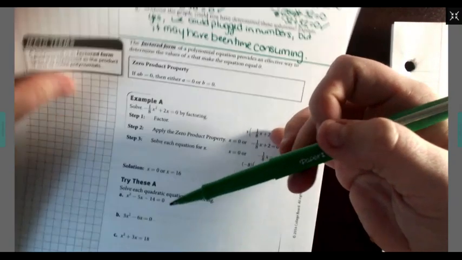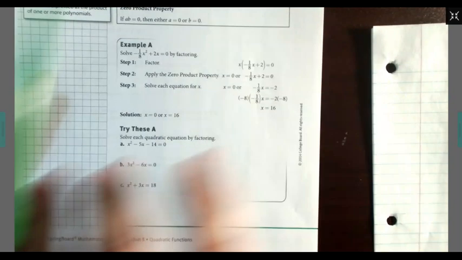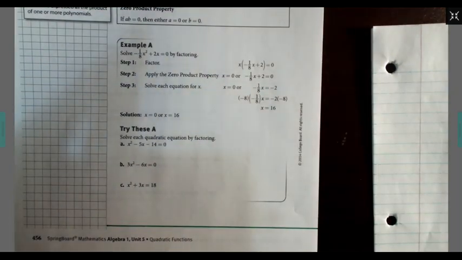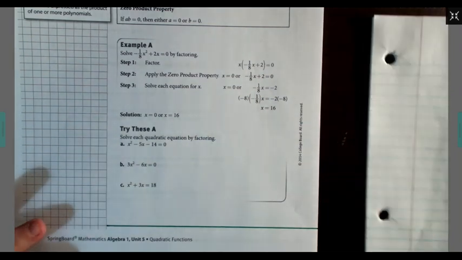Example A, they've worked out for us, but let's take a look at these steps. Step 1, factor. Step 2, apply the zero product property. And step 3, solve each equation for x. Try these A. Solve each quadratic equation by factoring.